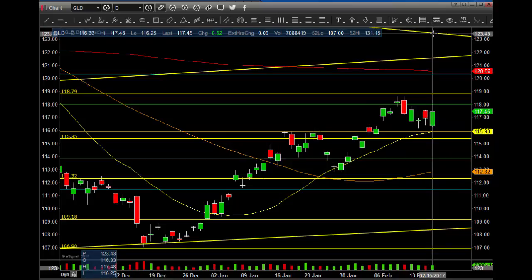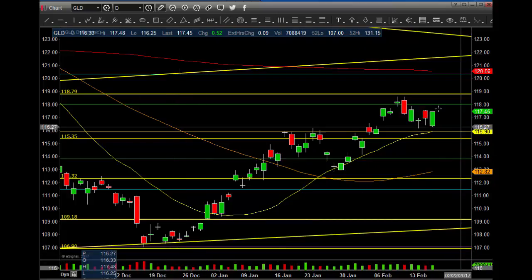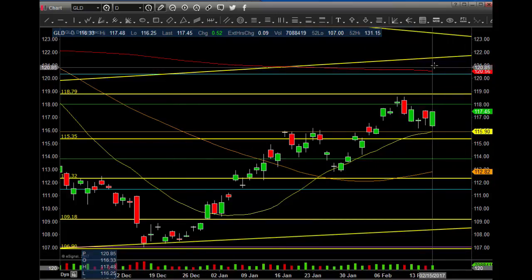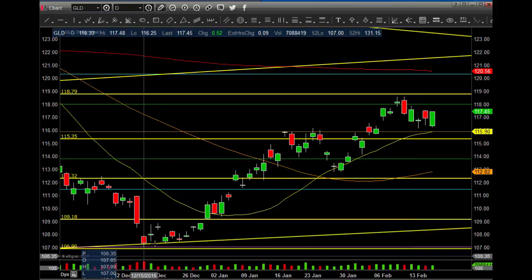And I think we could come up into this area, 123 to 125. If you're in it from 108, though, and you get to 120, definitely pull something off. You got a $13 trade on there. Even with 100 shares, that would net you $1,300, which wasn't too bad for the last 2 months.